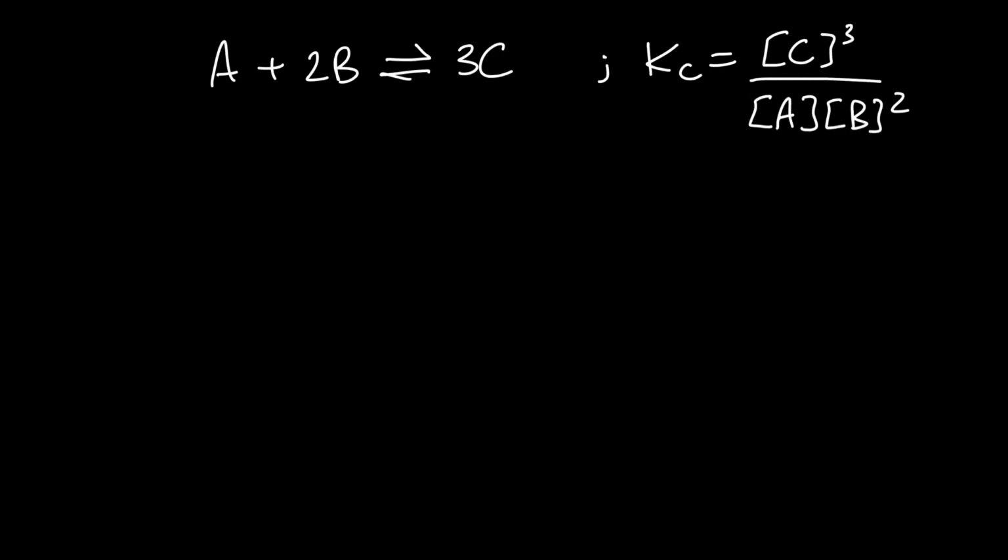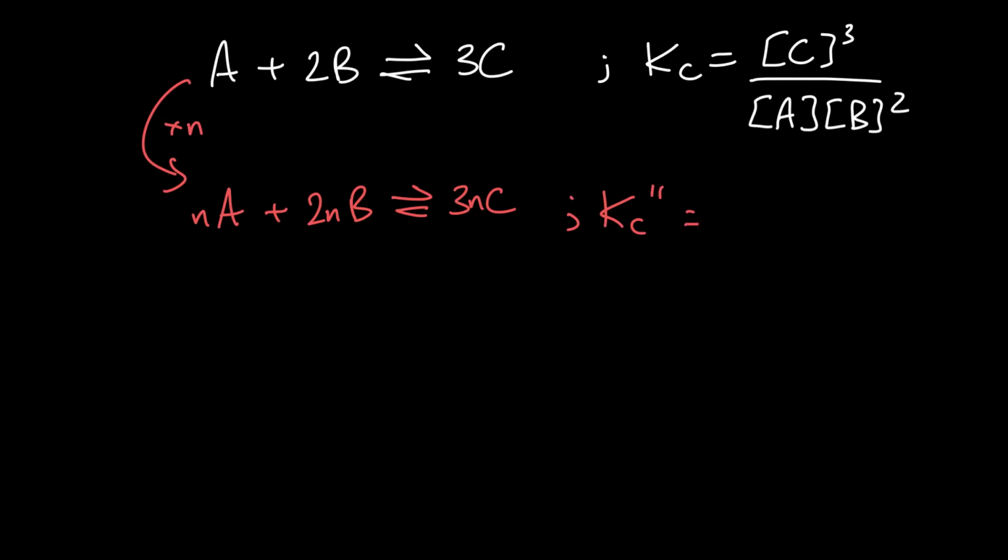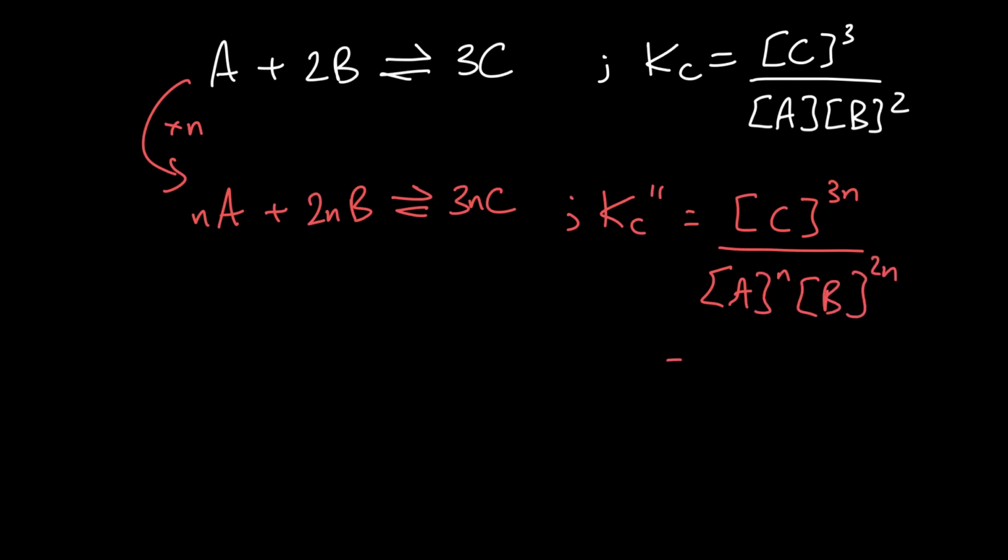The second thing we're going to consider is what happens if we multiply an equilibrium by a factor. So let's go ahead and multiply it by a generic factor n. Now our equilibrium would be nA plus 2nB in equilibrium with 3nC. So if n was 2, we'd have 2A and 4B and 6C and so on. Now our equilibrium constant, Kc, I'll put double prime because I've already used Kc prime, would be equal to the concentration of C to the 3n over the concentration of A to the 1n times B to the 2n. And in fact, we can see that is exactly the same as the original equilibrium constant. We have just raised it to the power n.